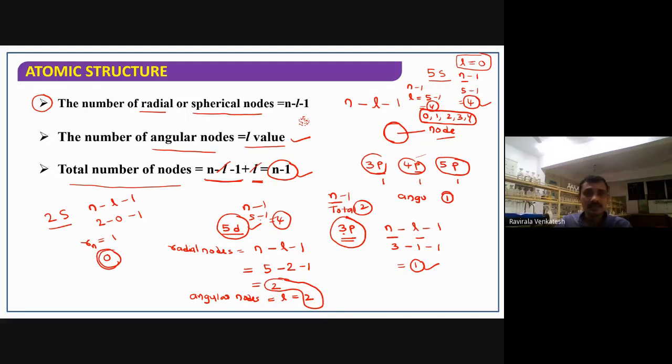So I think these are the formulas to calculate radial nodes, angular nodes, and total number of nodes. From an examination point of view, you have to remember these three formulas. Okay.